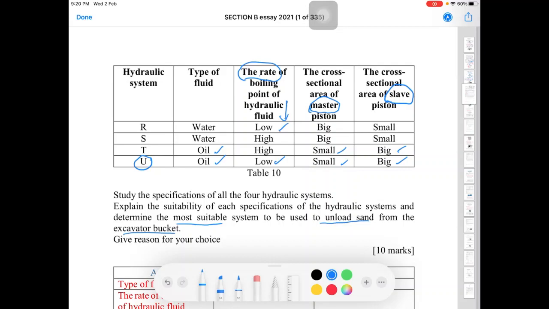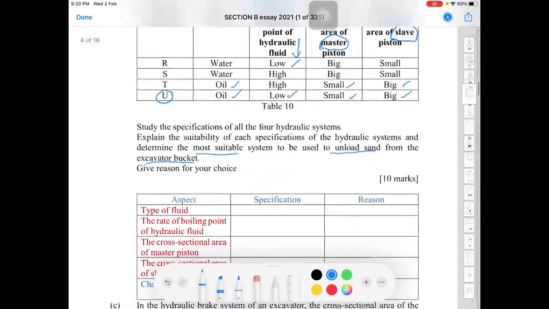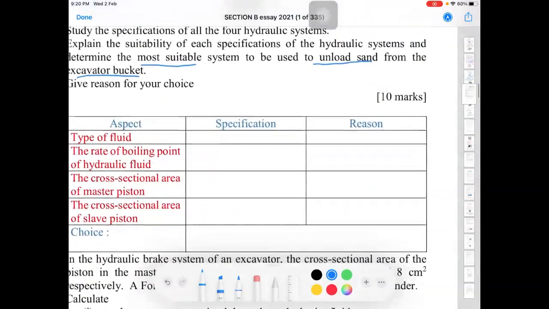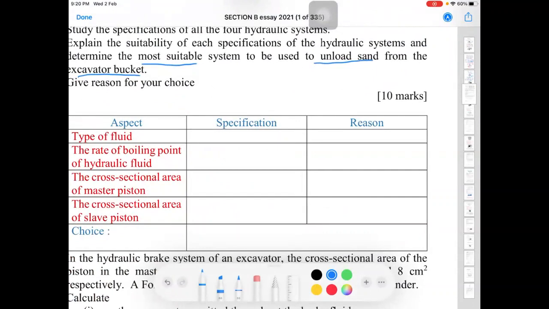So what you have done, you then transfer it to your table. Just write it straight into your table. Okay. So type of fluid, you chose oil. Okay. Why choose oil? Because oil has what? Oil has no air bubble. It cannot be easily compressed. Okay. Oh sorry, air can be easily compressed. So type of fluid is oil, with no air bubble. You can write no air bubble.